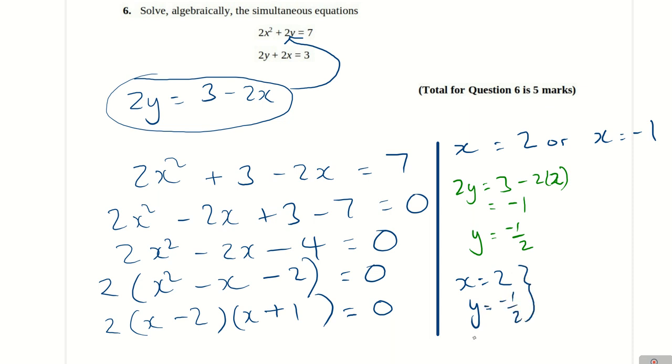Sometimes you might see these written as a coordinate, because that will be the coordinate of one of the points where the line intersects with the curve.